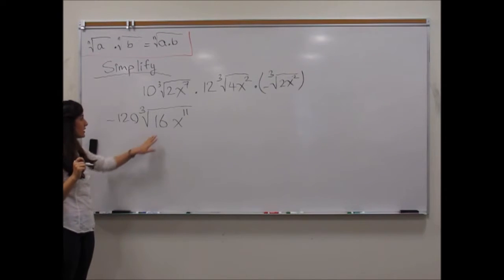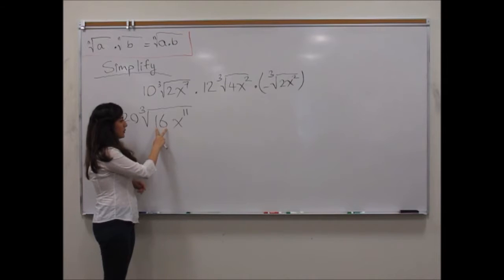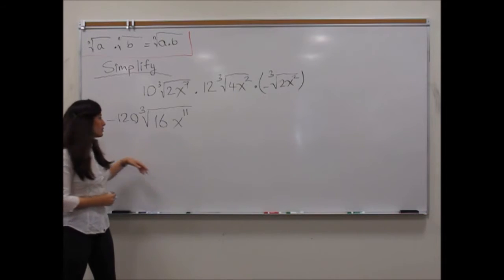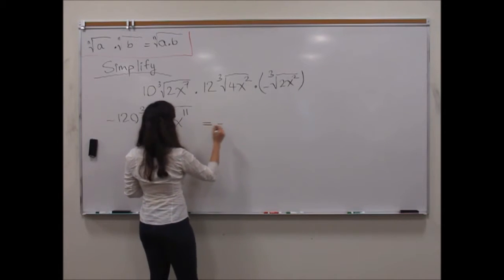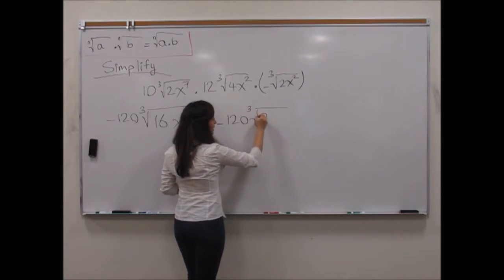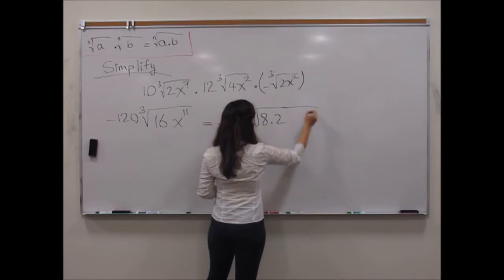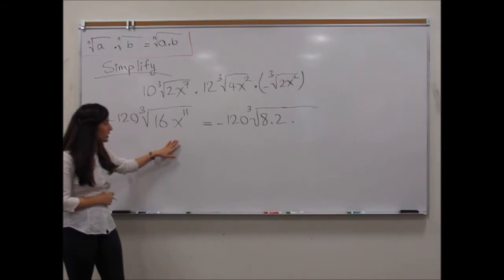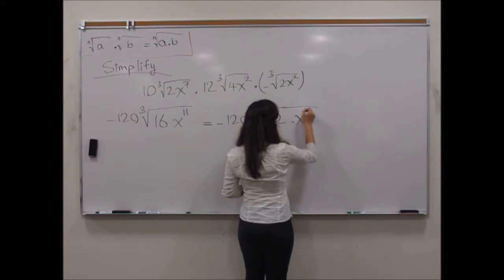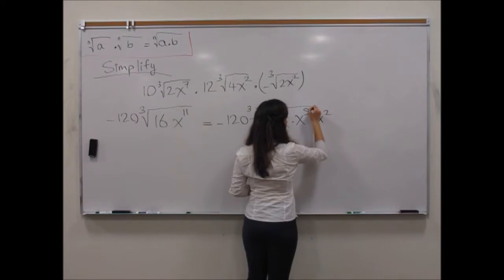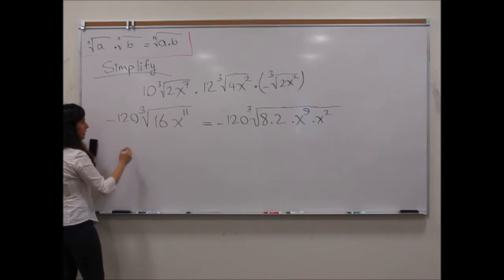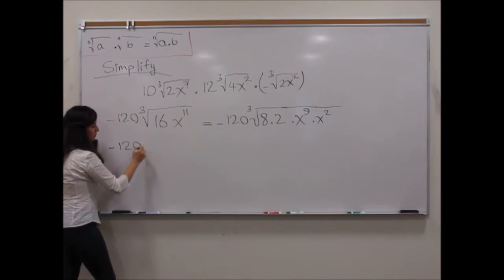And then we have to simplify. So the largest perfect cube in 16 is 8. So I can rewrite 16 as 8 times 2. Negative 120 times cube root of 8 times 2. And for x to the 11, I can write it as x to the 9 and x squared. Okay, and then I can break down that big radical.